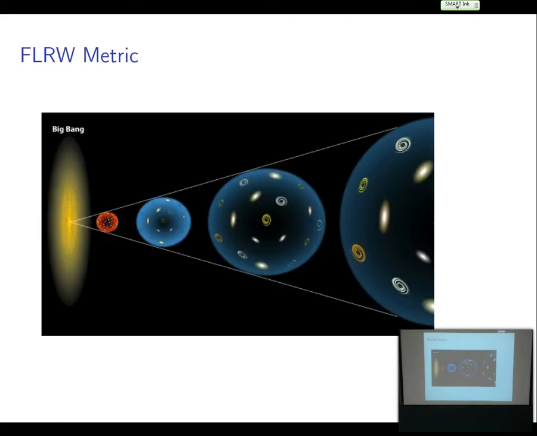And this is a picture that I stole from Wikipedia or somewhere, I don't know, from the net. So you can see this is the initial phase, and this is an expanding universe. But the expansion is linear, which is not quite correct, but it's not a bad approximation.